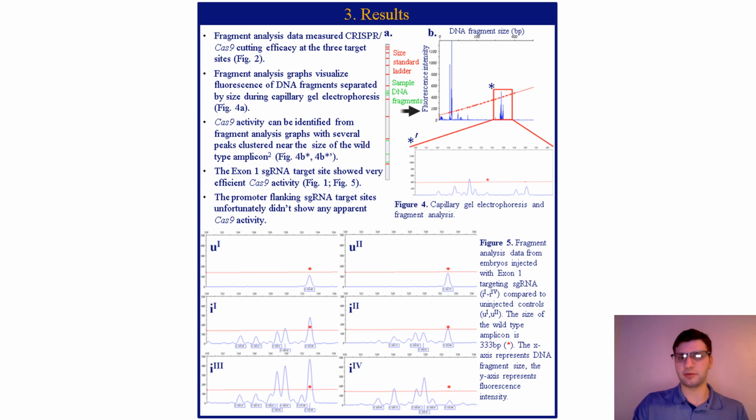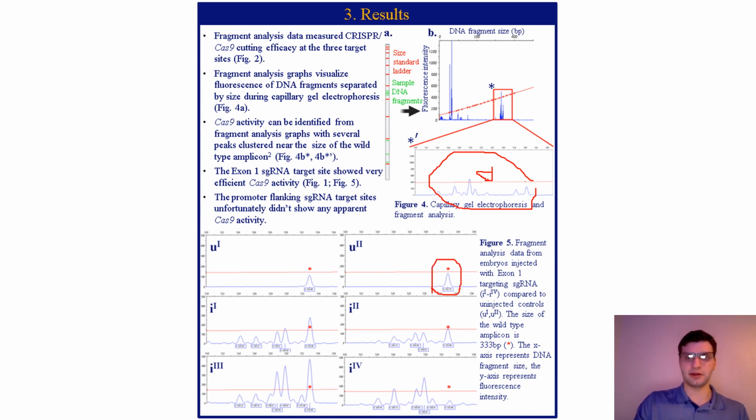Because these injected embryos are mosaic, capillary gel electrophoresis, which separates DNA fragments by size with high fidelity, was used to identify a variety of insertions or deletions produced by Cas9 as a cluster of differently sized DNA fragments near the size of the wild-type amplicon. In both Figures 4 and 5, the wild-type amplicon is denoted by these red asterisks, and when we're looking for Cas9 activity, we're looking for these cluster peaks surrounding the wild-type amplicon, something that's clearly missing in these uninjected controls from Figure 5.